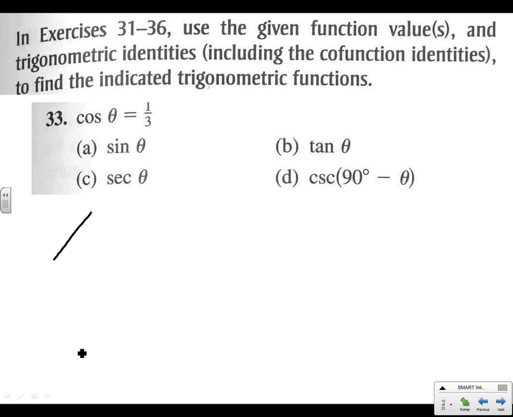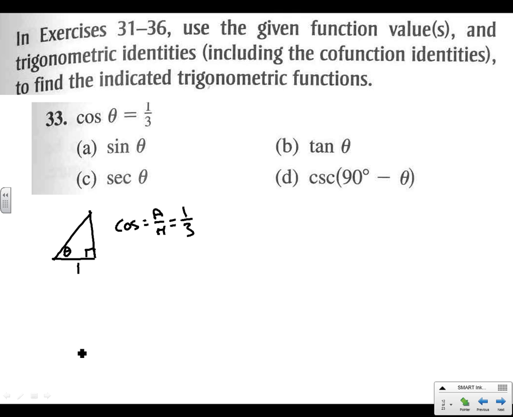All right, here's our triangle. I'm going to put theta there. Could put theta on the opposite corner. Doesn't matter because we're going to figure out our sides based on wherever we put the angle. So cosine is adjacent over hypotenuse, and we're told it's 1 over 3.